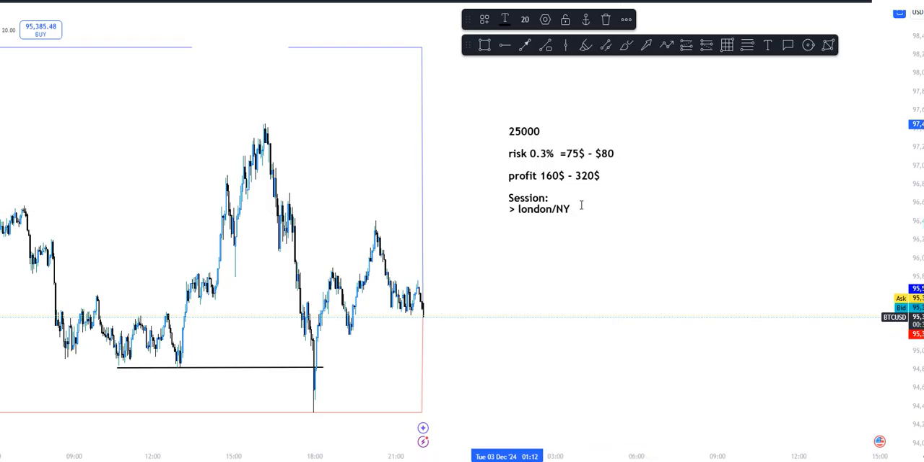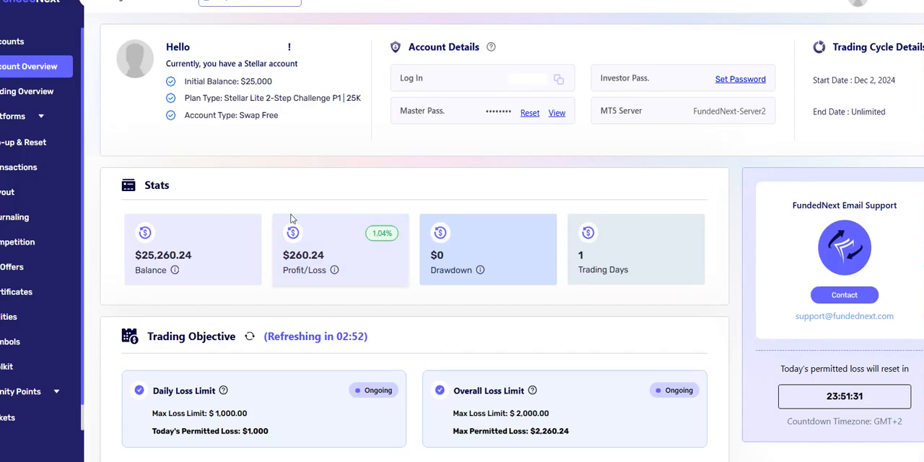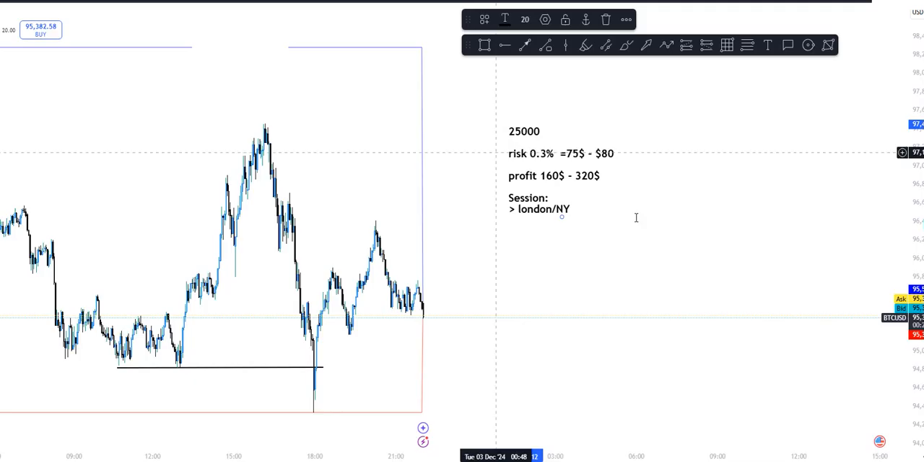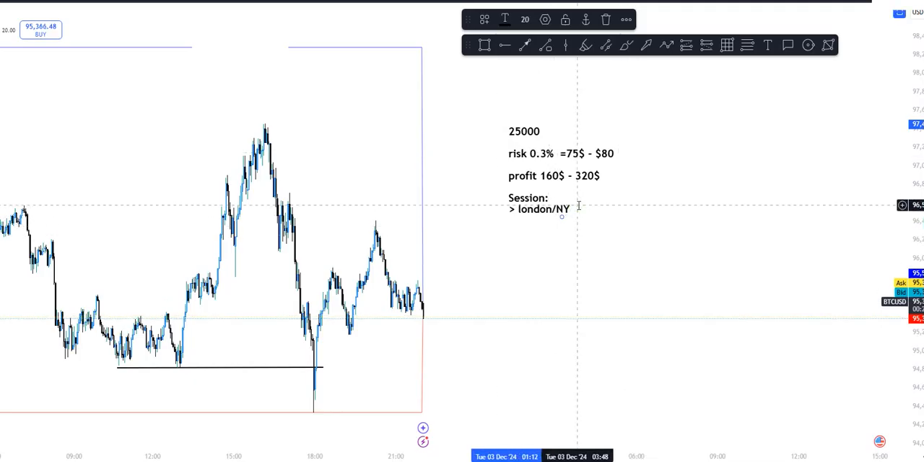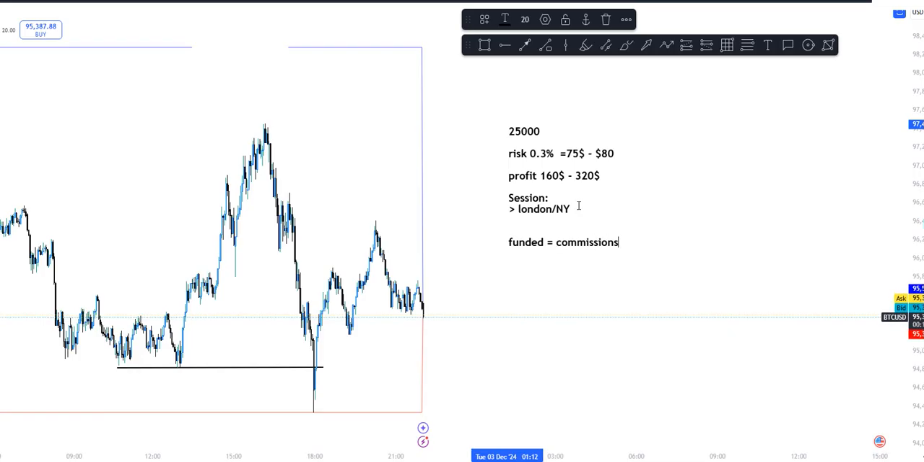Now when we go back to this one here, FundedNext, one thing we want to understand is that FundedNext takes commissions. They do take commissions. Now the commission can be quite expensive depending on what we're trading. I'm going to show you guys. If you're trading the Asian session, it's very expensive. This is what I've noticed.